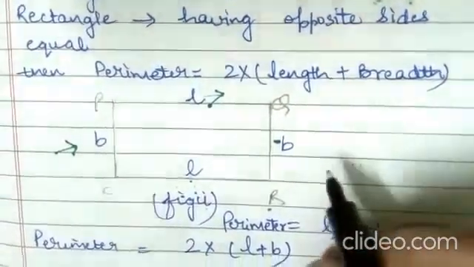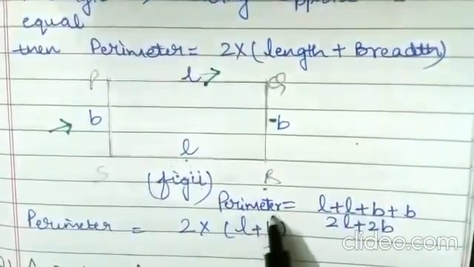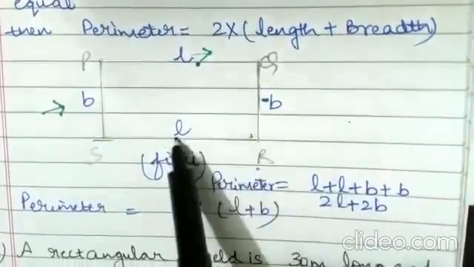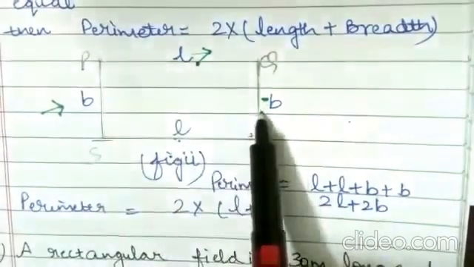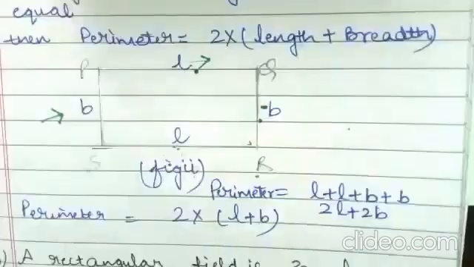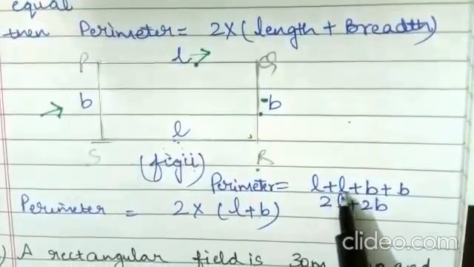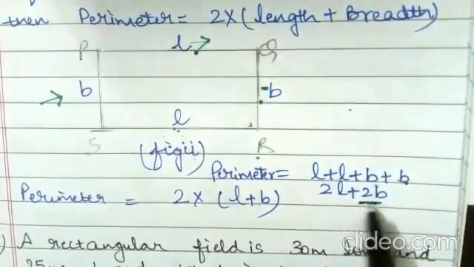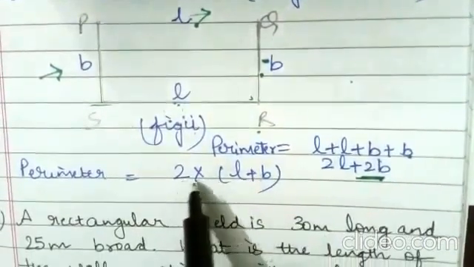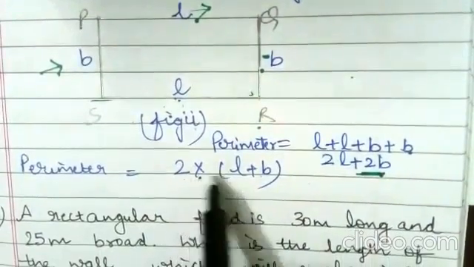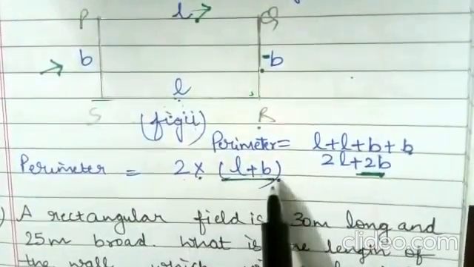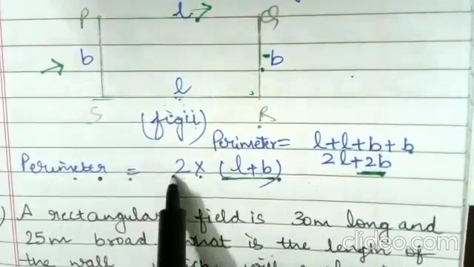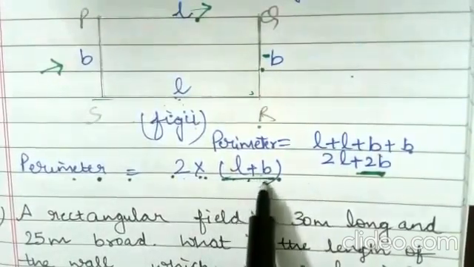So if we find the formula for the perimeter, we will add all the sides, that is L plus L plus B plus B. Now L plus L will give you 2L, B plus B, that is 2B, and on taking 2 as common, we get 2 into L plus B in the bracket. So the perimeter of rectangle is 2 into length plus breadth.